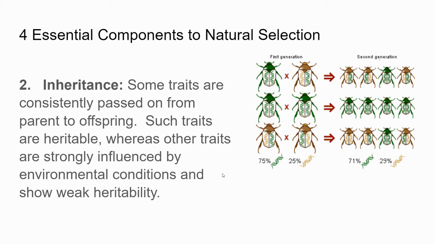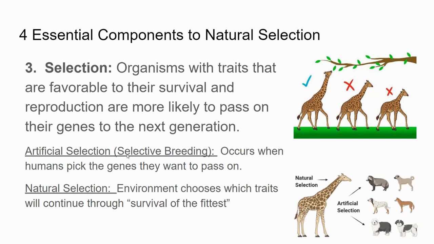Okay. So we have to be able to inherit genes from one generation to the next in order for evolution to occur. The next one is selection. Organisms with traits that are favorable to survival and reproduction are more likely to pass on those genes.